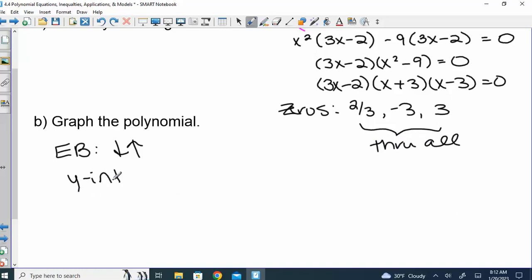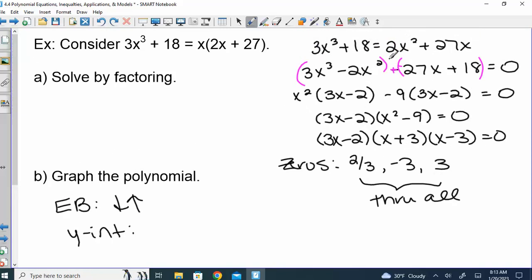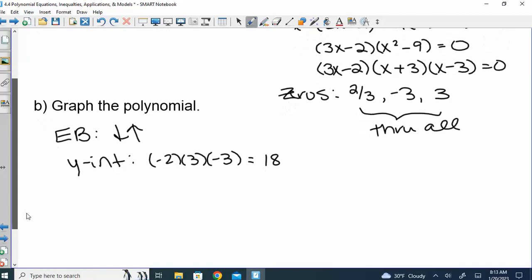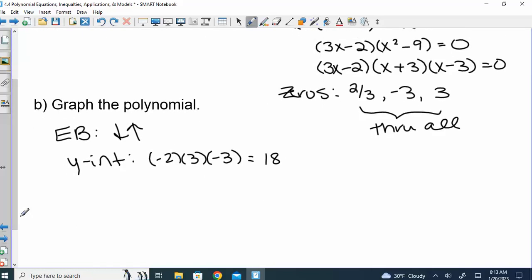Y-intercept, if you plug in a 0 for x, either the original or our final answer. 18. Oh, you add. Oopsie. We multiply. Yeah, it would be 18 because it's 3x cubed. If you put in a 0 for x, that would make that 0. Mm-hmm, 18. That's what she has. 18. 1 and 8. Okay.